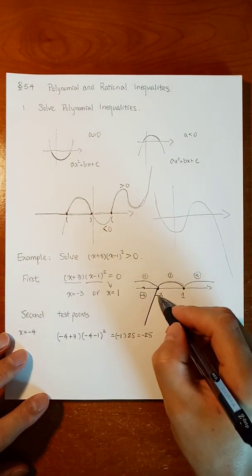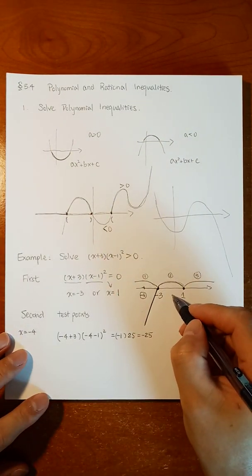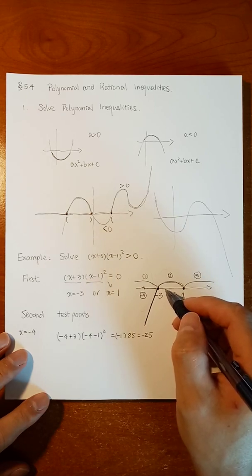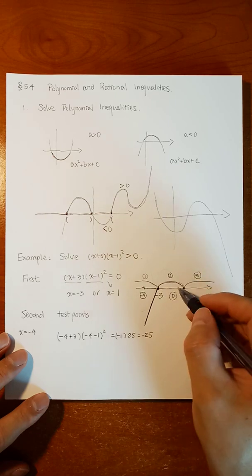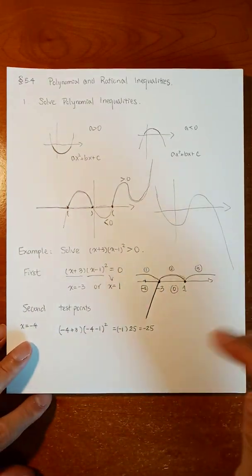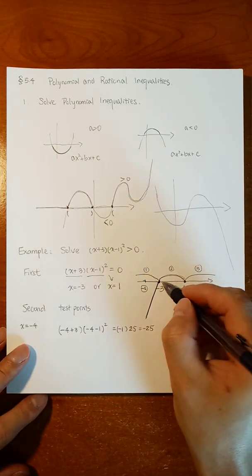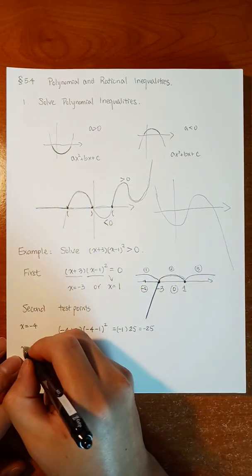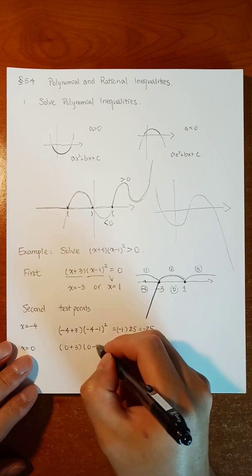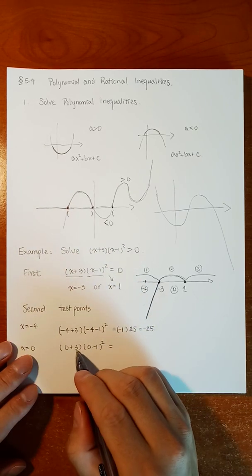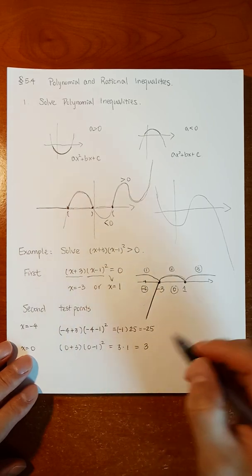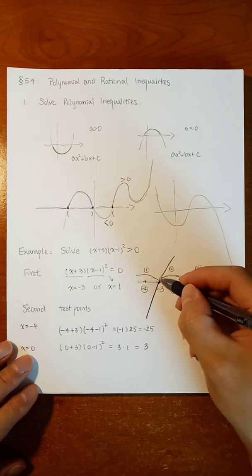And then between negative 3 and 1, I will pick 0. Remember, we always pick a simple one. You will not pick 3.14 or 0.1235. That's too complex, you don't make trouble for yourself. So I will pick 0 from the middle interval. When x is equal to 0, you get 0 plus 3 and 0 minus 1 squared. 0 plus 3 is 3. 0 minus 1 is negative 1, squared is 1. So 3 times 1 is 3. It's positive. Positive means the graph is above the x-axis.